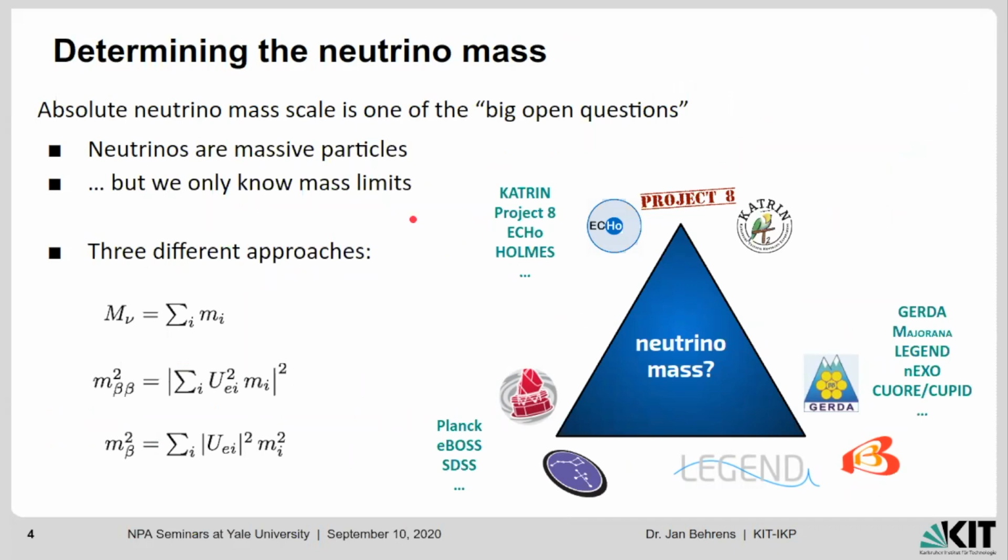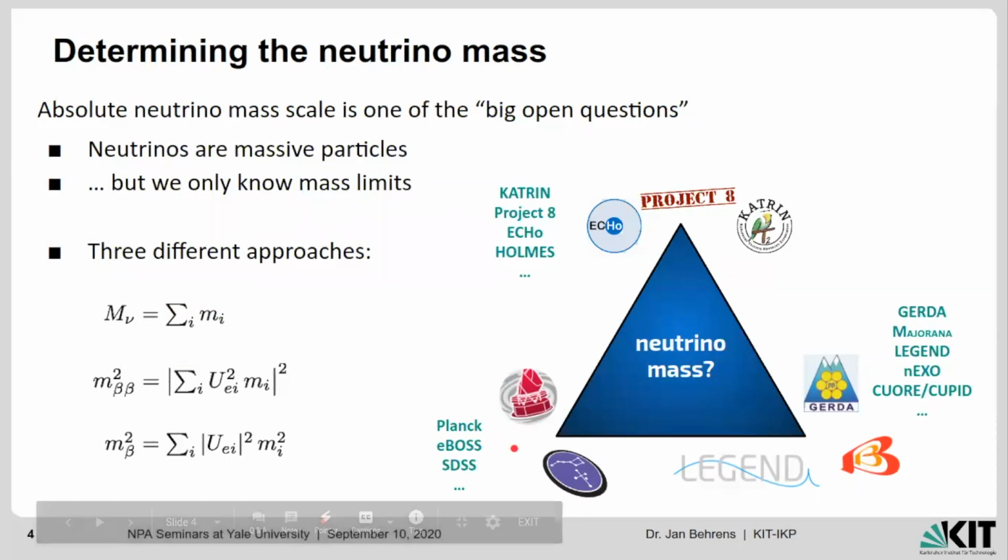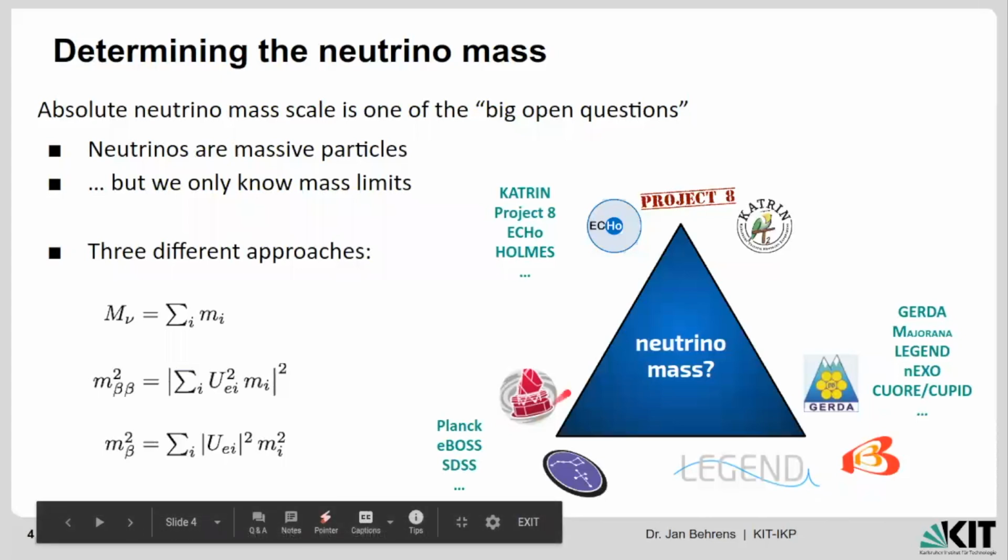To determine the neutrino mass, there have been 3 different approaches established, and I try to outline them here a little bit. One approach is from cosmology, where we measure the sum of the mass eigenstates, which corresponds to this equation. This is done by both satellite measurements and ground-based telescopes investigating the sky and especially the CMB.